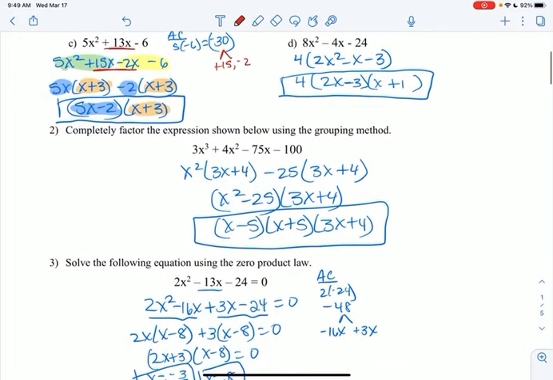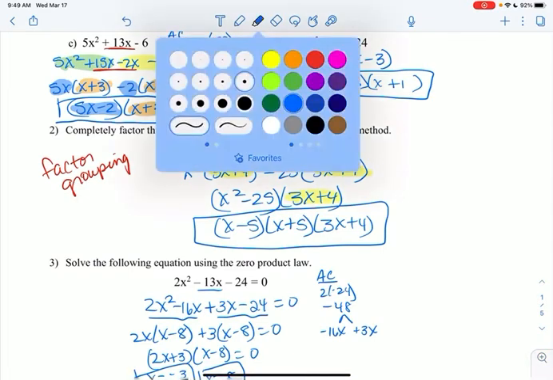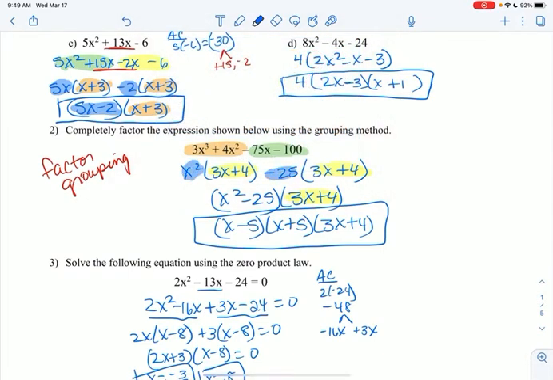Number 5 is a factor by grouping. You can see that there are 4 terms there. So again, you're factoring the 2 terms on the left, GCF, you pull out an x squared, you're left with 3x plus 4, and then I'm factoring the 2 terms on the right. I pull out a negative 25, and I'm left with 3x plus 4. Notice that the binomials that are left have to match. That's one of the factors. And then those GCFs that you pulled out, they become the other binomial.